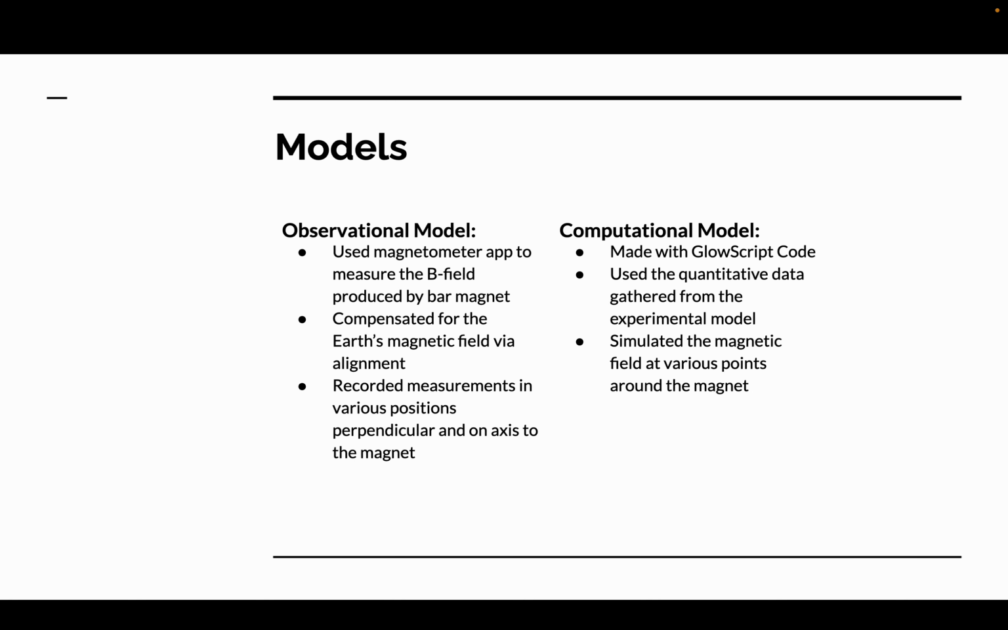And models. There are two models in this lab, the first of which is the observational model. This was created by using a Magnetar app to measure the magnetic field produced by a bar magnet, which was first compensated and aligned to Earth's magnetic field. These values for the magnetic field at various positions perpendicular and on axis to the magnet were then recorded in my physics notebook. The computational model was made in GlowScript code, as always, and used the quantitative data gathered in the observational model to simulate a magnetic field and the magnetic field at various points about the magnet.